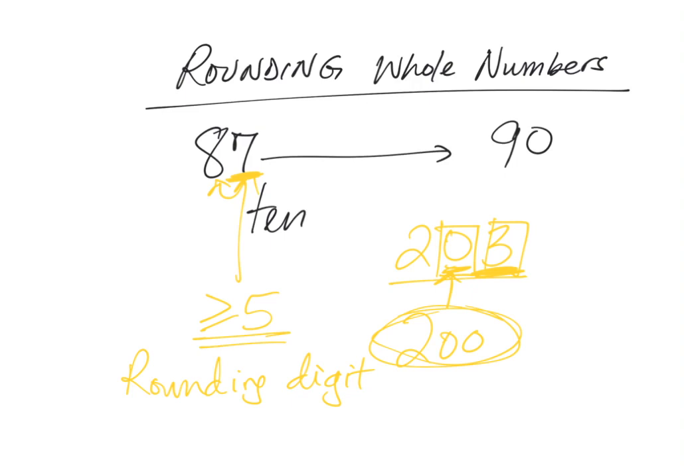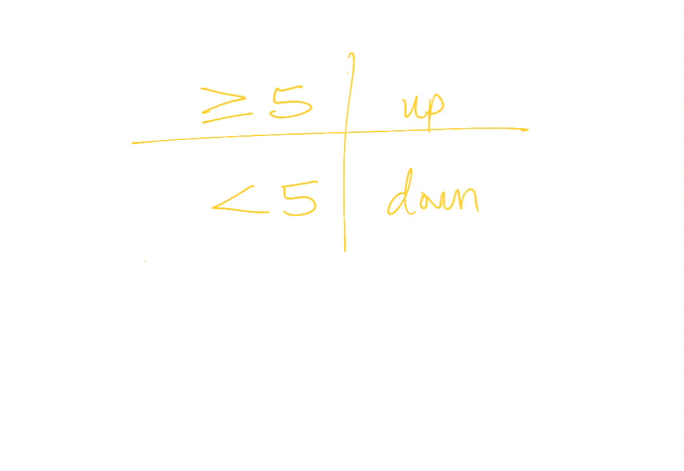So remember, if it is greater than or equal to 5, you round up, or if it is less than 5, you round down. That's something to keep in perspective. They can ask us to round to the nearest tens, to the nearest hundreds, and so on and so forth. Those are important things to keep in mind when they ask you to round.